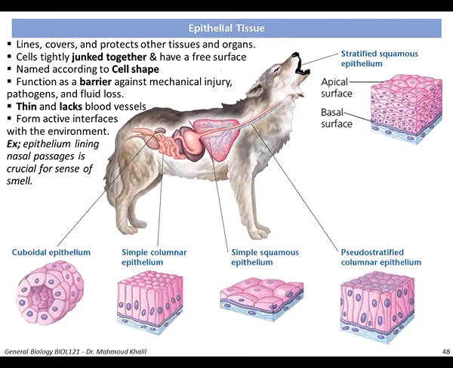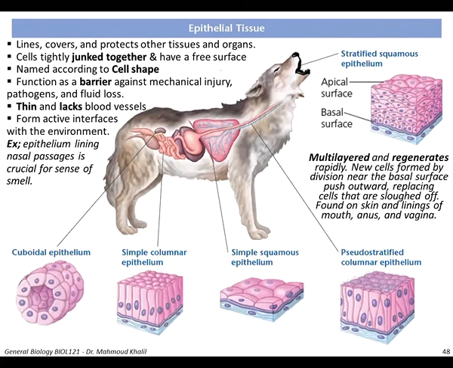Okay. So the types of the tissue, you can see the first type is called the stratified squamous epithelium. So it's a multi-layered epithelium and can regenerate rapidly. And the new cells are coming from the basal surface, and the new cells are pushed upward, replacing cells that are damaged. And this type of stratified squamous is found in the skin, in the lining of the mouth, in the lining of the anus, and in the vagina. All of these regions are characterized by continuous friction of the material passing through it, so it needs to be regenerated. That's why it's multi-layered.